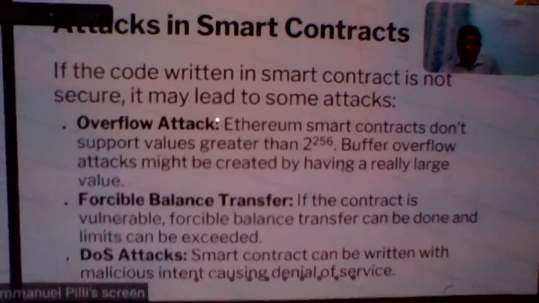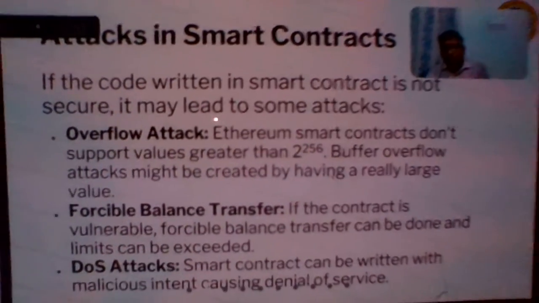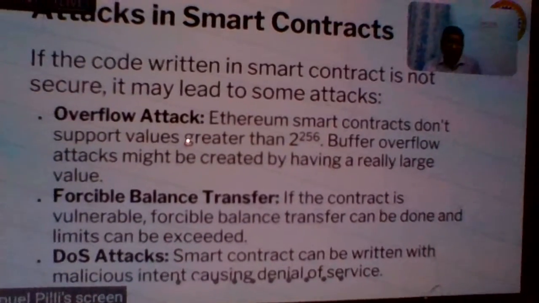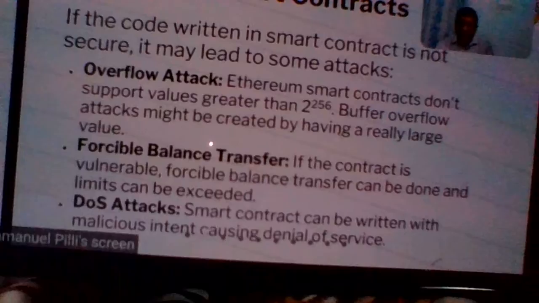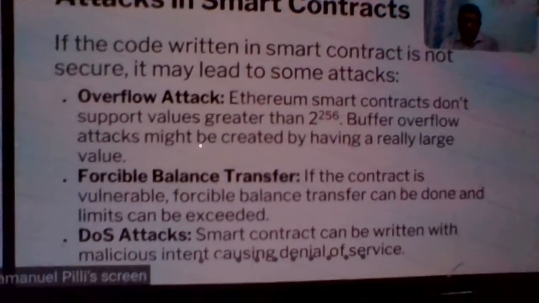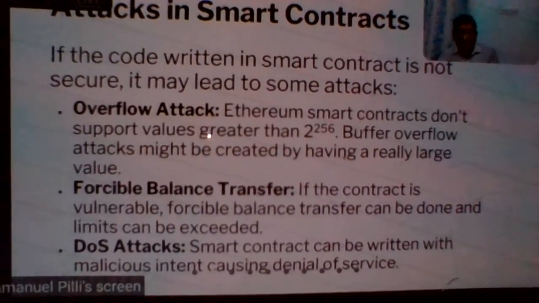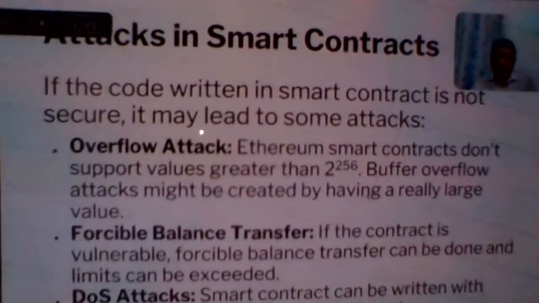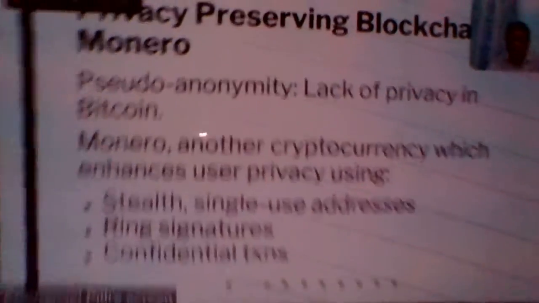Forcible balance transfer, the contract is vulnerable. Forcible balance transfer can be done, and limits can be exceeded, as I mentioned in the previous case, like some of those attacks. Those attacks can be there. A smart contract can be written with malicious intent, causing a denial of service attack. So the smart contract itself will make the system unusable. So that's something that you can look at.